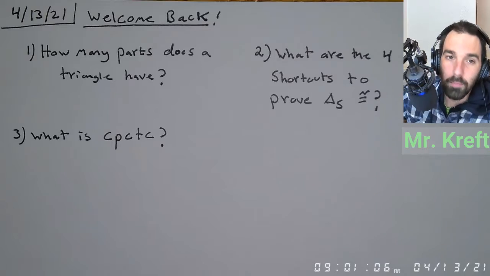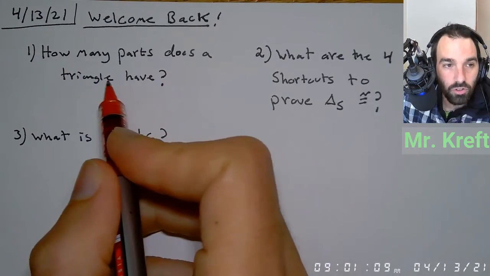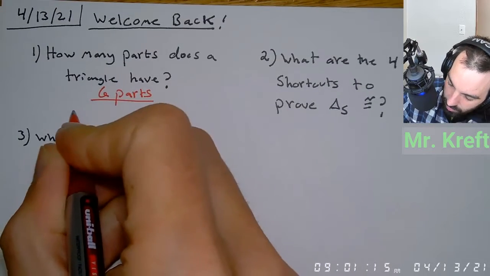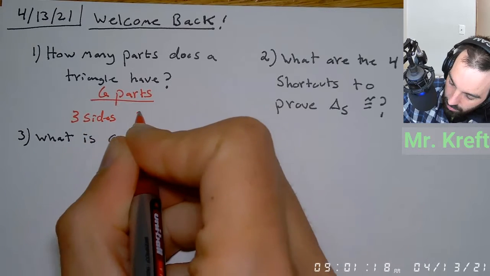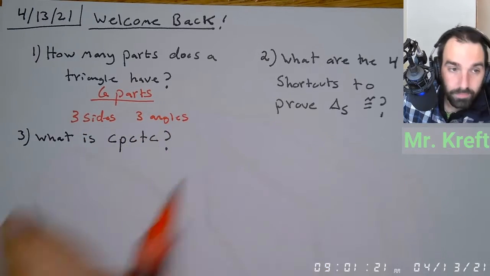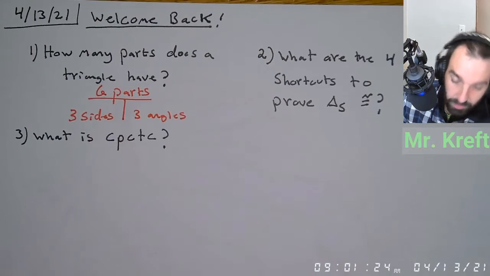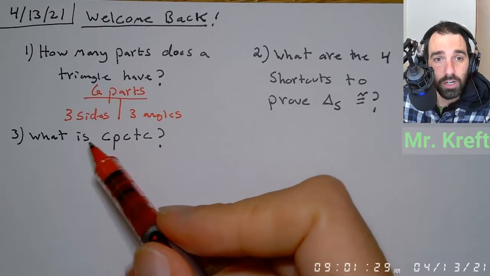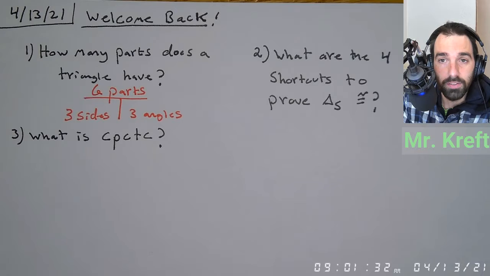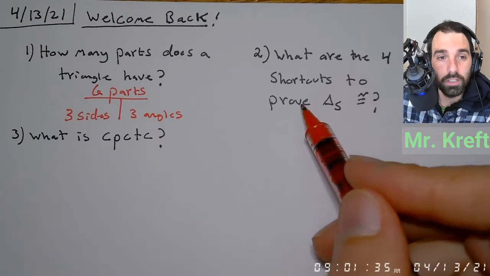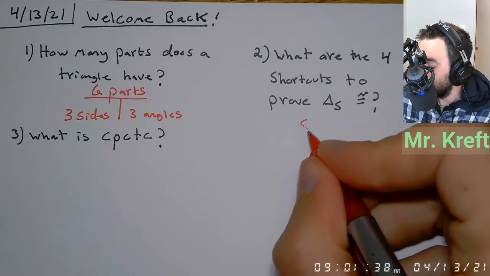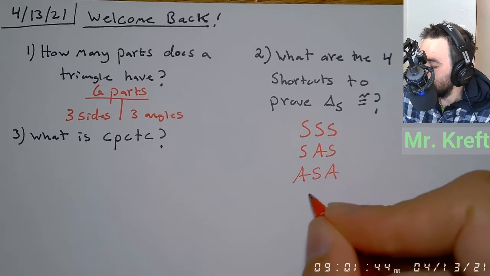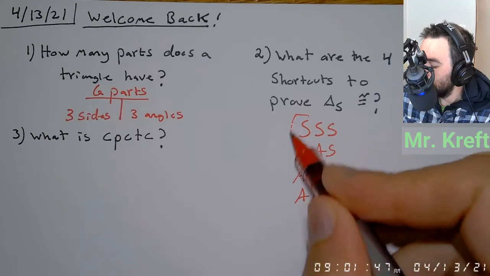So to get things started, this review is a little bit of what we did before spring break. Just to ramp us up into what we're doing, how many parts does a triangle have? There are 6 parts, and in those 6 parts, there are 3 sides and 3 angles. If I wanted to prove triangles congruent, I'd have to show all 6 parts, and that's a lot of work. So there were 4 shortcuts that we talked about to prove triangles congruent: SSS, SAS, ASA, and AAS. So these are our 4.